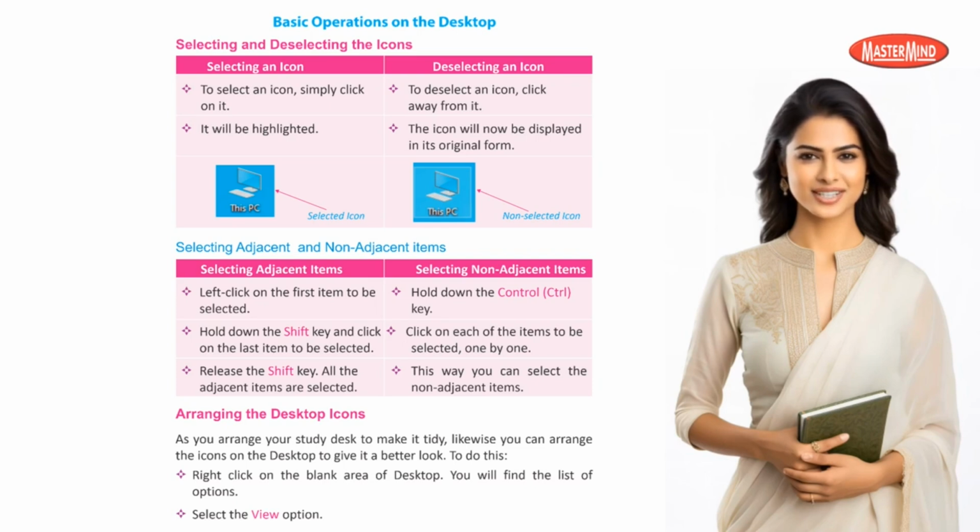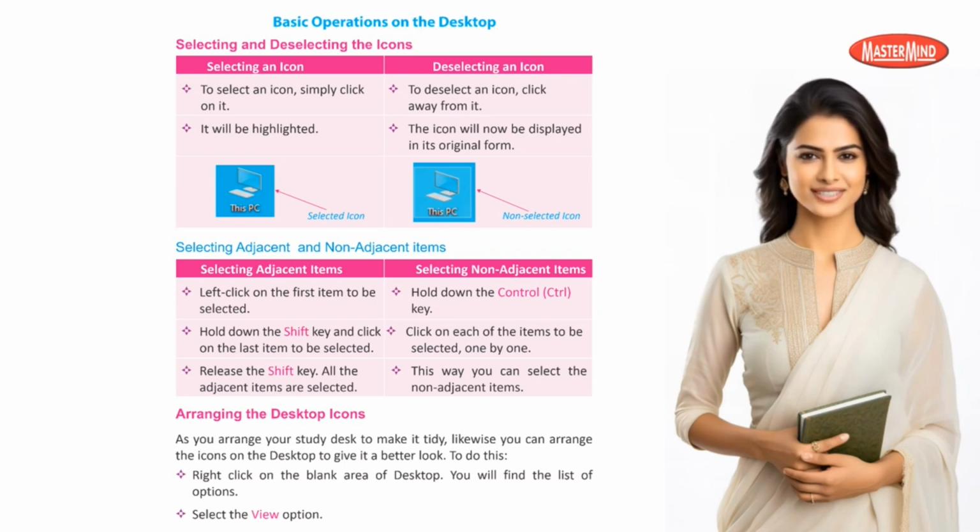Hold down the Shift key and click on the last item to be selected. Release the Shift key. All the adjacent items are selected. Selecting non-adjacent items, hold down the Control key. Click on each of the items to be selected, one by one. This way you can select the non-adjacent items.